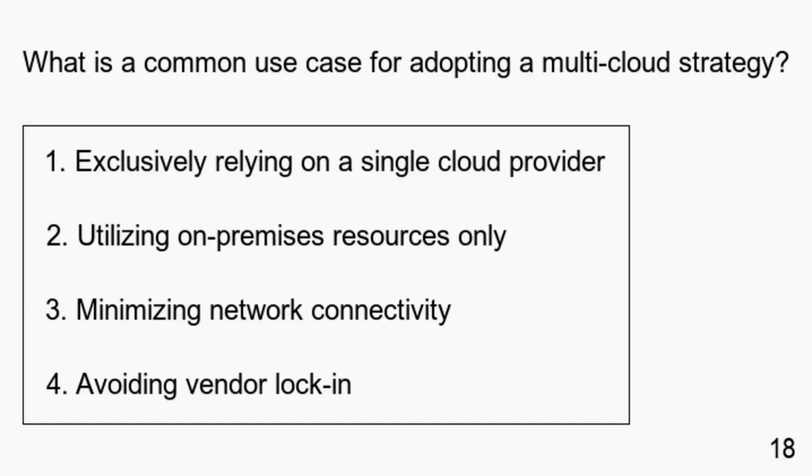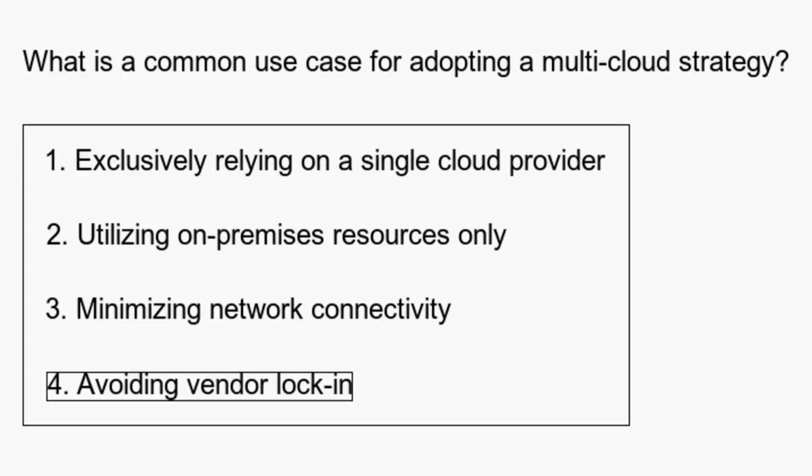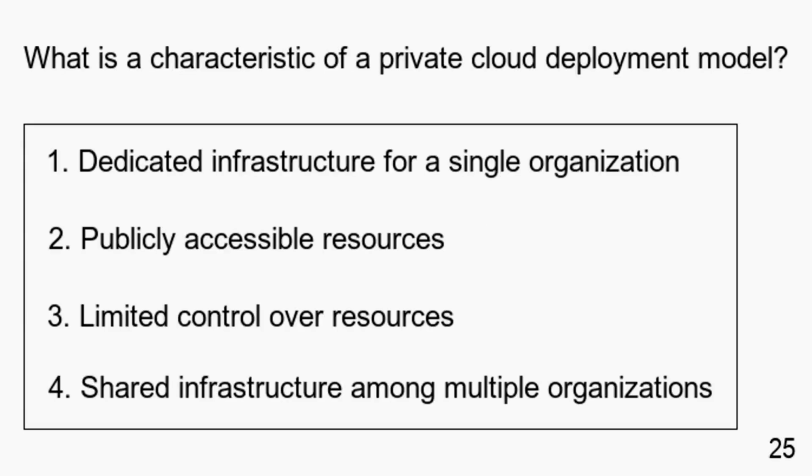Exclusively relying on a single cloud provider. Utilizing on-premises resources only. Minimizing network connectivity. Avoiding vendor lock-in. Adopting a multi-cloud strategy helps organizations avoid vendor lock-in, giving them flexibility to choose services that best meet their needs. What is a characteristic of a private cloud deployment model?